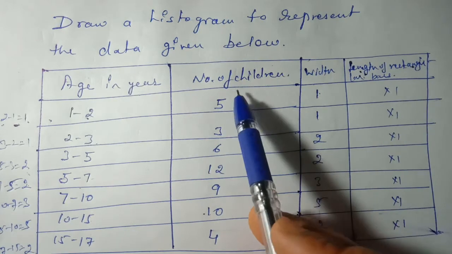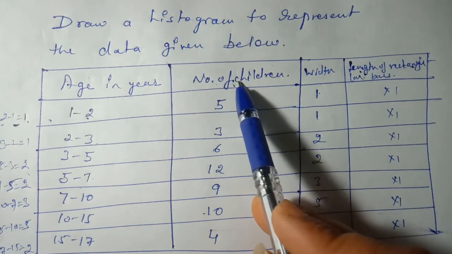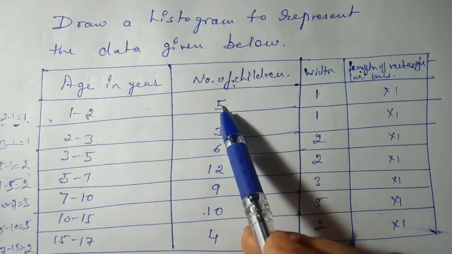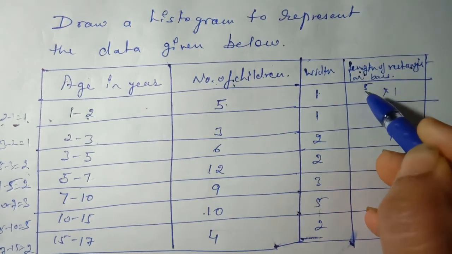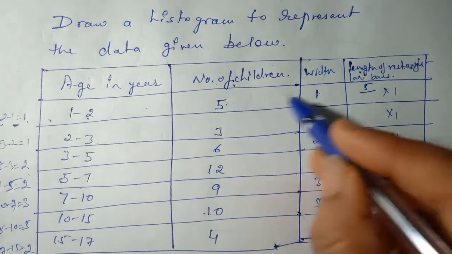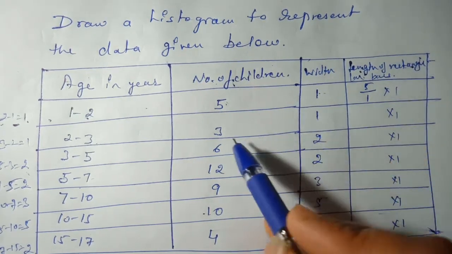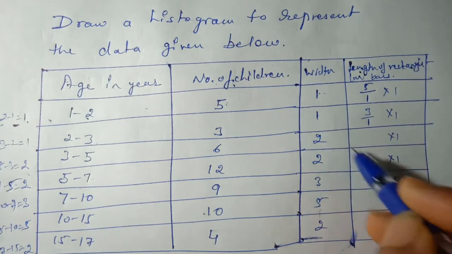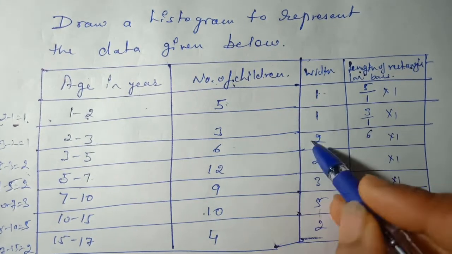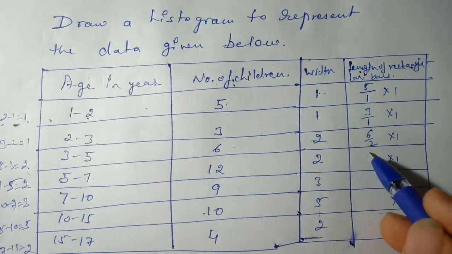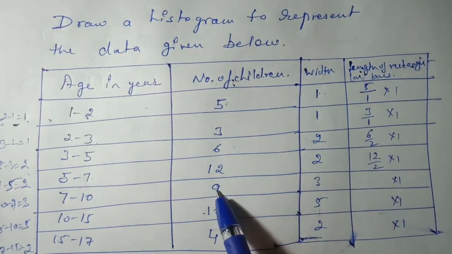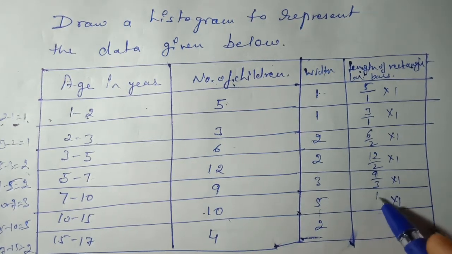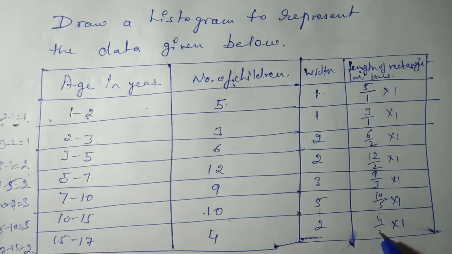Then frequency means the number of children, we have this. Taking each row, we have to write frequency at the numerator and the width against it at the denominator. Here 6 upon 2. Here it will be 12 upon 2. Frequency you have to take at the numerator. This point you have to note: 10 upon 5 and 4 upon 2.